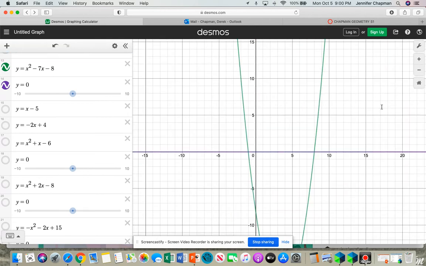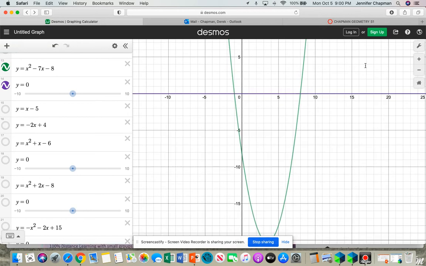So if I center this a little bit, this is very similar to the problem that we saw with example 2A. So for number 15, we graphed both sides, the left side and the right side. The left side is my parabola. The right side is y equals 0. But if you look at the problem, it's x squared minus 7x minus 8 is greater than 0.